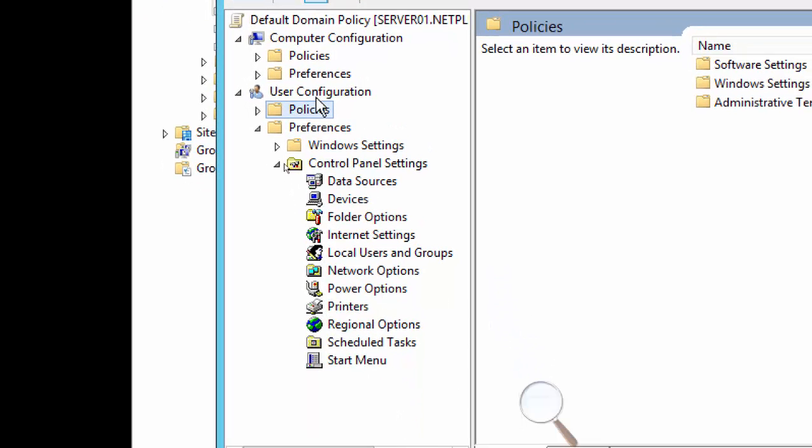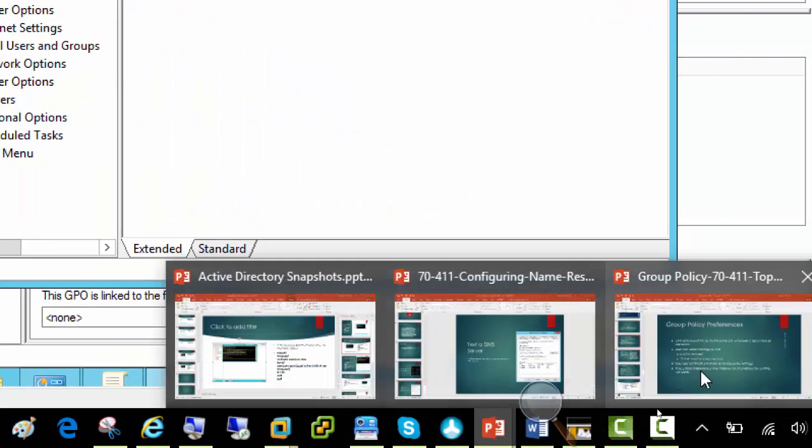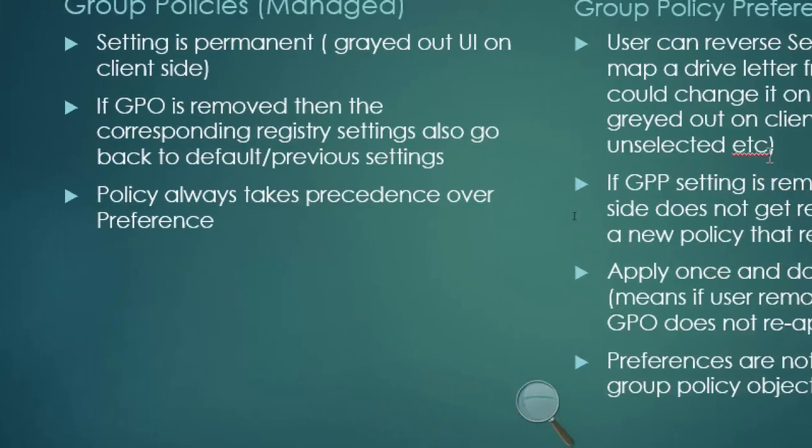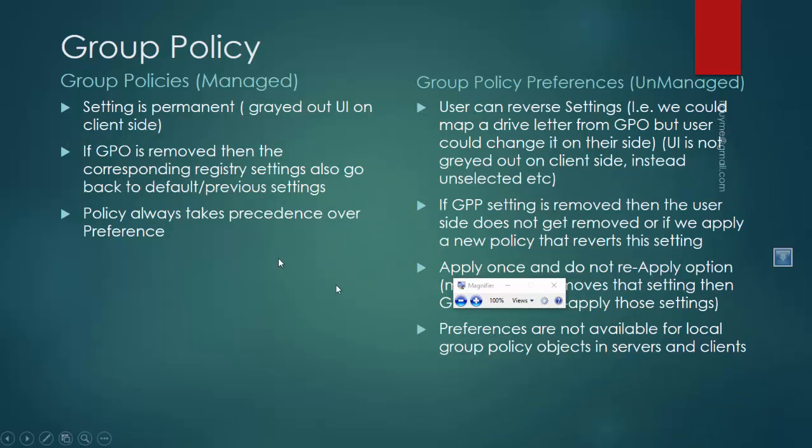So what we're talking about is policies and preferences. Policies are strictly implemented, preferences are not, and if there's a conflict between policies and preferences, whatever was implemented through policies will take precedence over whatever was implemented in preferences. So then we're going for some more stuff here. All right, so a group policy managed setting is permanent, we just talked about it. And if the GPO is removed, then the corresponding registry settings also go back to their previous default settings.